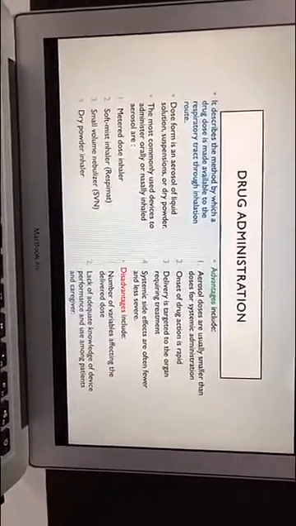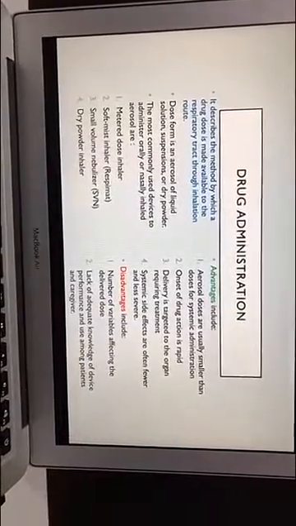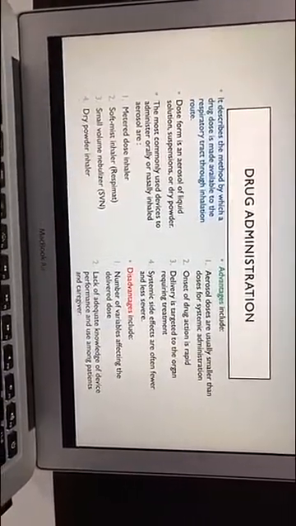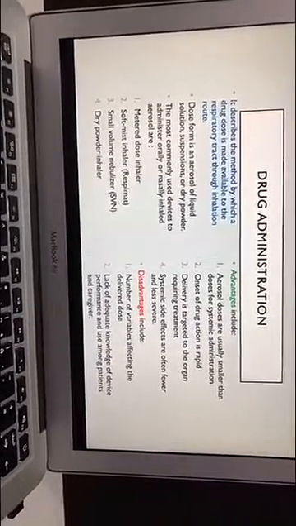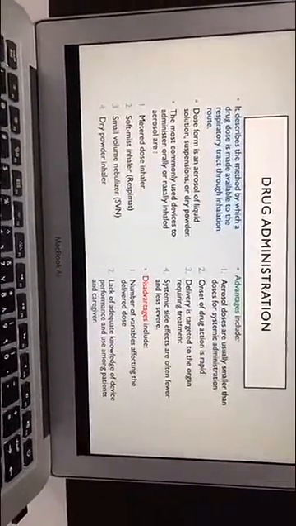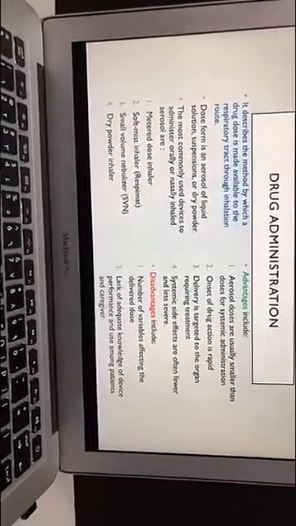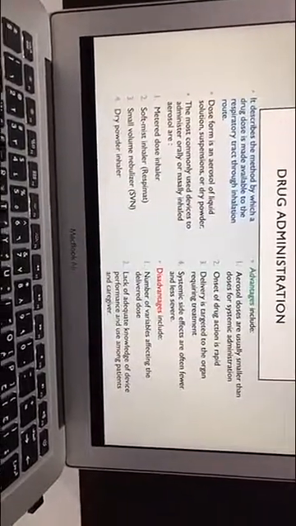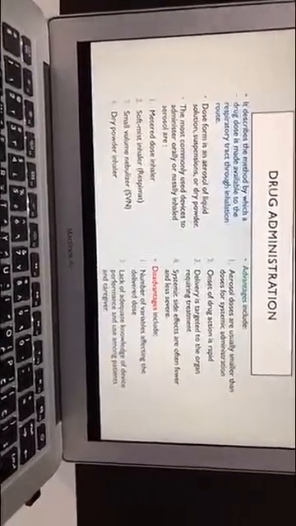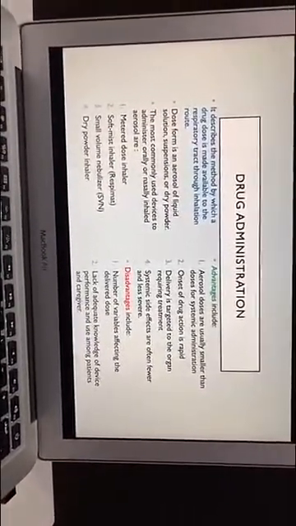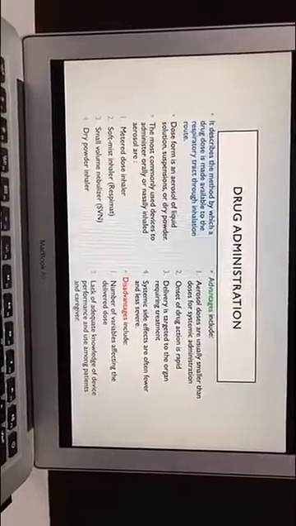Advantages: doses are usually smaller than doses for systemic administration. Onset of drug action is rapid. Delivery is targeted to the organ requiring treatment, and systemic side effects are often fewer and less severe. Disadvantages: a number of variables affect the delivered dose, and there is a lack of adequate knowledge and skill in use among patients and caregivers.